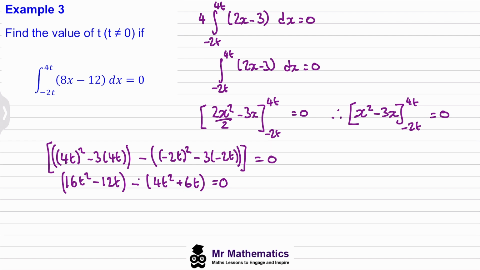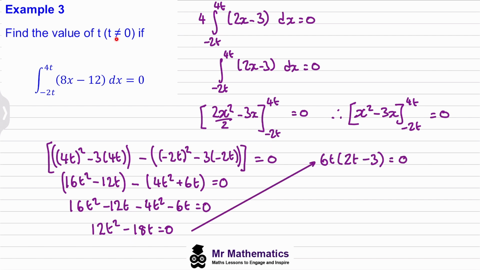We'll expand out this bracket, then we can collect the like terms, and then factorise the left-hand side. And we're told here that t cannot equal 0, so the 6t won't be our solution. So our solution would come from this bracket, and t will equal 3/2.